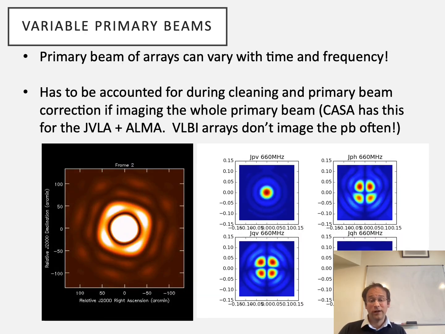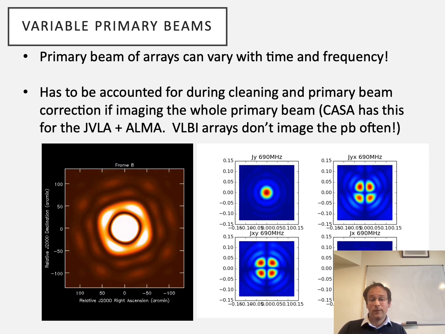And one thing you have to watch out for is the primary beam actually is, or can be, a function of time and frequency. The primary beam scales as lambda over D, as does everything like the resolution. And so you do need to worry, when you have a wideband image, about the factors by which you correct for the primary beam.